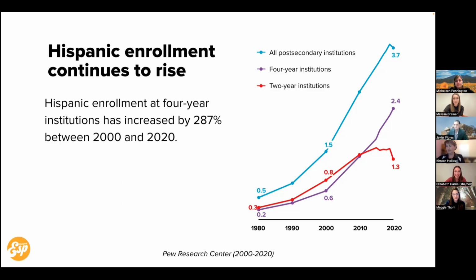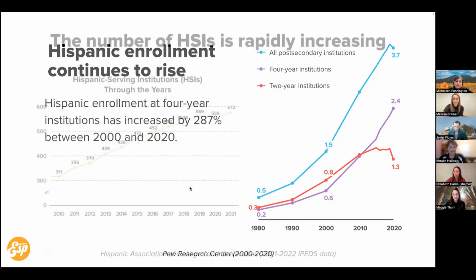And the reason behind that really is because Hispanic enrollment continues to be on the rise. As you can see here, the number of students enrolling at institutions continues to increase. There's really a strong line going up here, but I wanted to definitely talk also about the fact that the number of Hispanic serving institutions is also on the rise.